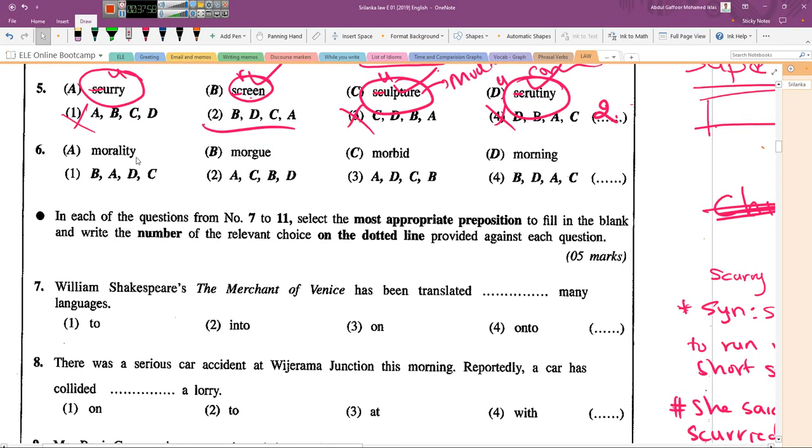So now we have mortality. Mortality means nothing but death. Now morgue, morbid, mourning, right? So now I'm also not familiar with morbid and morgue. We will see the meaning later. And mourning and mortality we know, right? I will explain the meaning of this mortality also. Now we will first try to answer this, right? Then we can try to understand the meaning of these words.